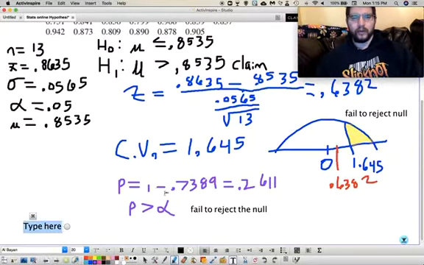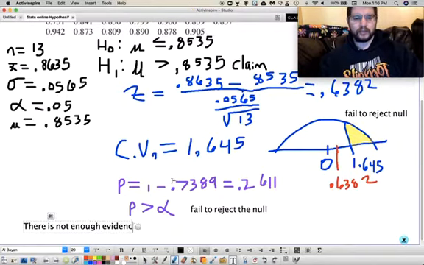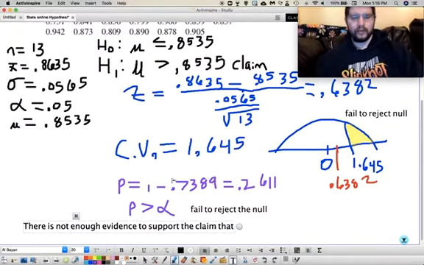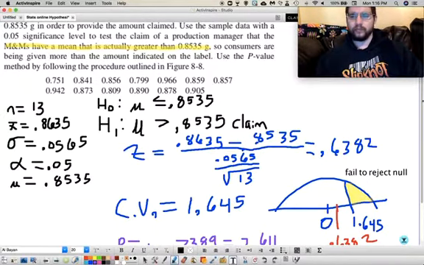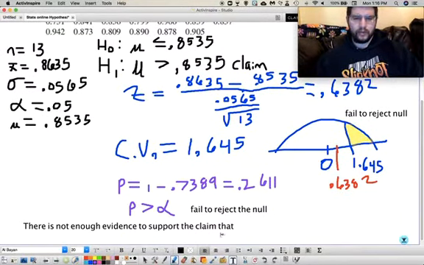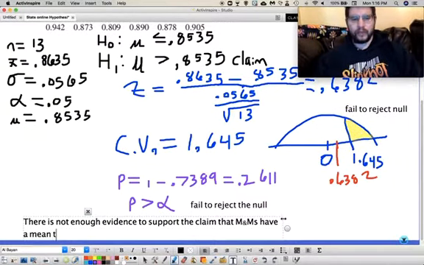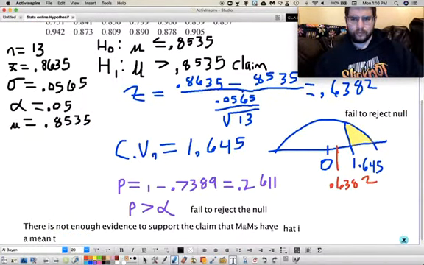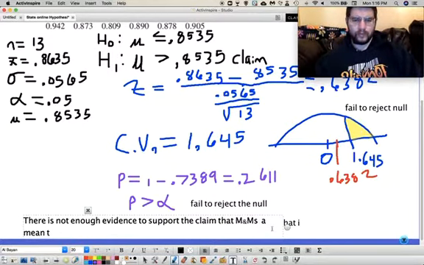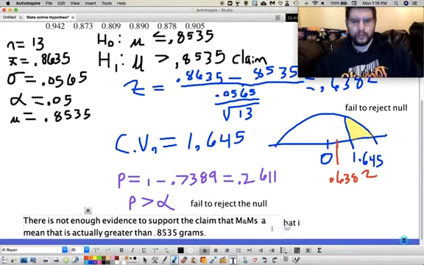So then our final conclusion would be, well, if our claim's in the alternative, we fail to reject the null, so there is not enough evidence to support the claim that, and whatever they said the claim was, M&Ms have a mean that is actually greater than 0.8535 grams. So that'll be our conclusion.